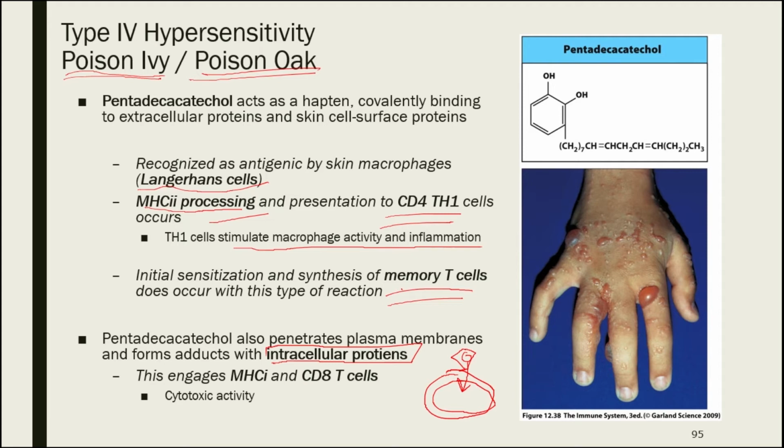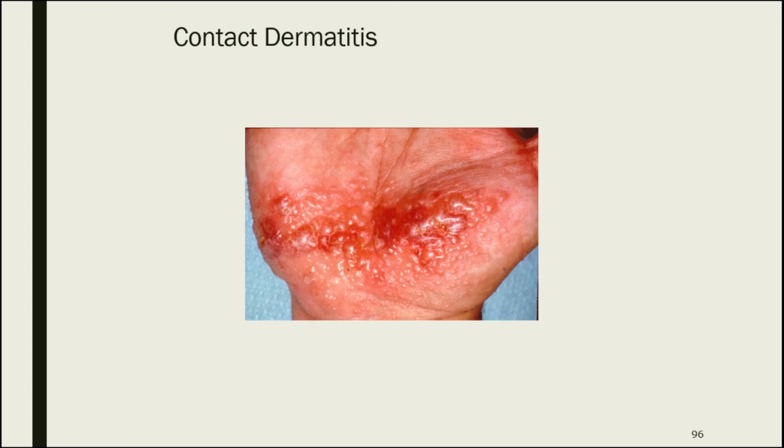At that time those proteins look foreign again, and are processed and presented by MHC class 1, interacting with CD8 T cells, forming cytotoxic T cells, and basically killing the cells. Again, you can see these concepts and interactions going around and around, so you really cannot forget what you learned earlier on, even though I didn't emphasize it that much. So that is type 4.